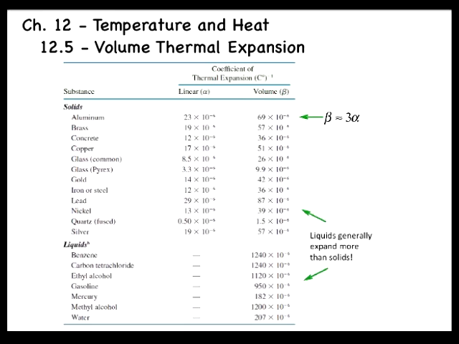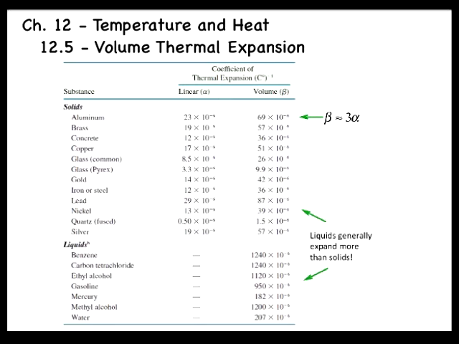If a cavity exists within a solid object, the volume of the cavity increases when the object expands, just as if the cavity were filled with the surrounding material. The expansion of the cavity is analogous to the expansion of a hole in a sheet of material. Accordingly, the change in volume of a cavity can be found by using the relation delta V equals beta V0 delta T, where beta is the coefficient of volume expansion of the material that surrounds the cavity.